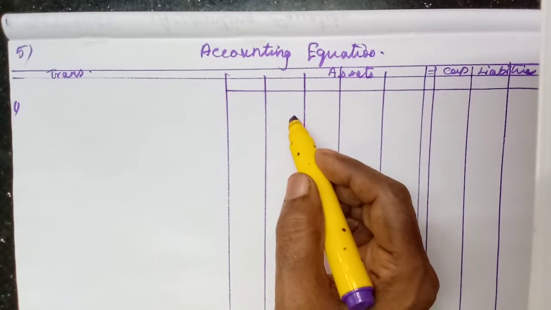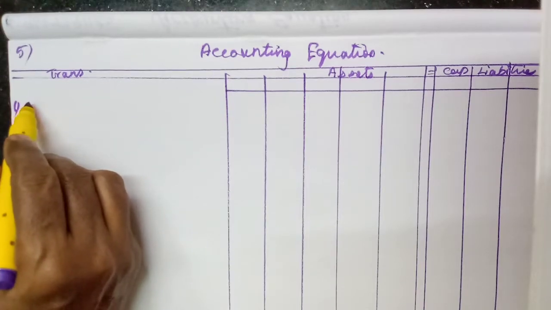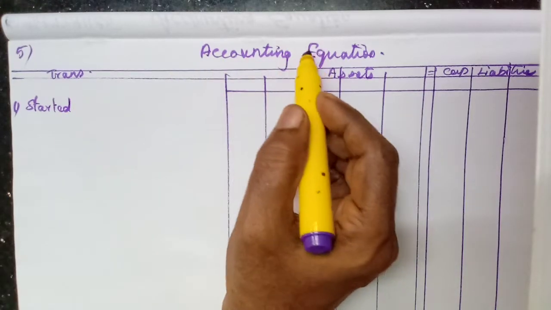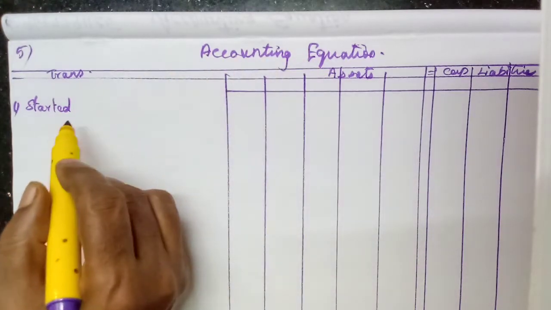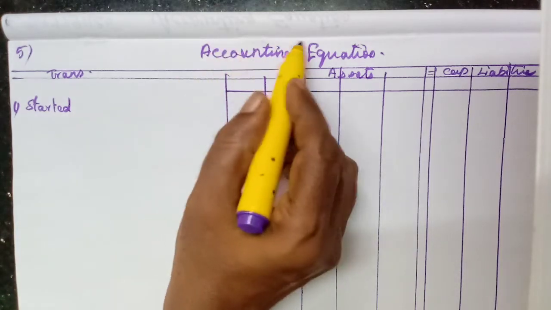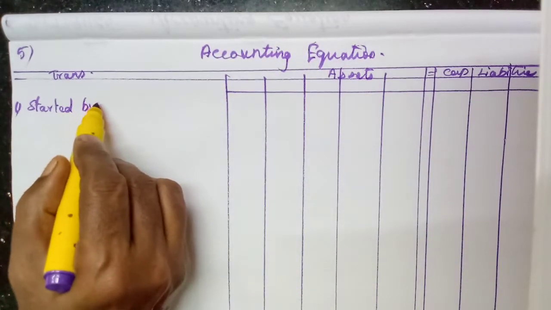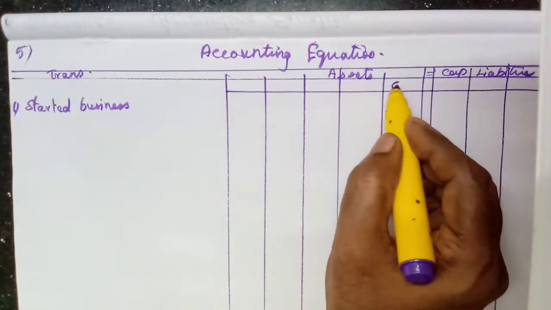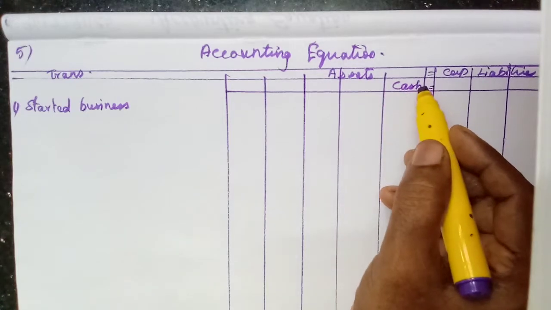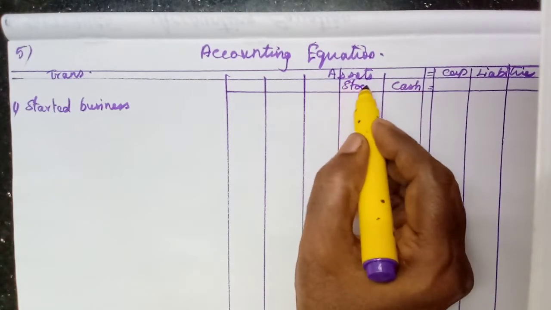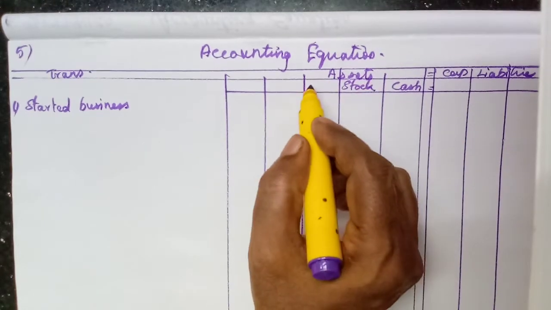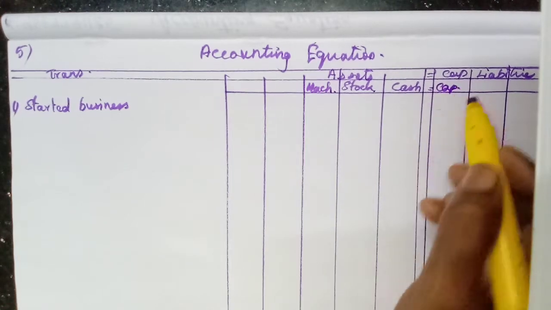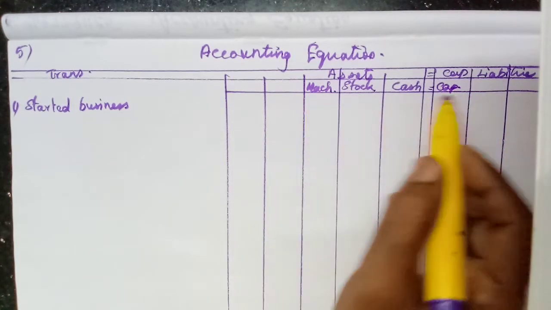First transaction, Anbu started business. Here you can write in the books of Anbu because it is given in the first one. Anbu started business. So in the books of Anbu also you can write. Started business. With what he is starting? With cash. So you write here cash. Then goods, we should not write goods, we should write stock. Then machine. Here capital, again you write.